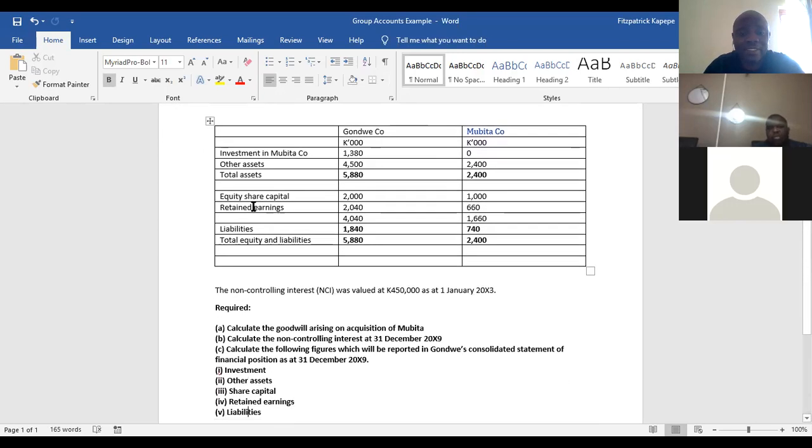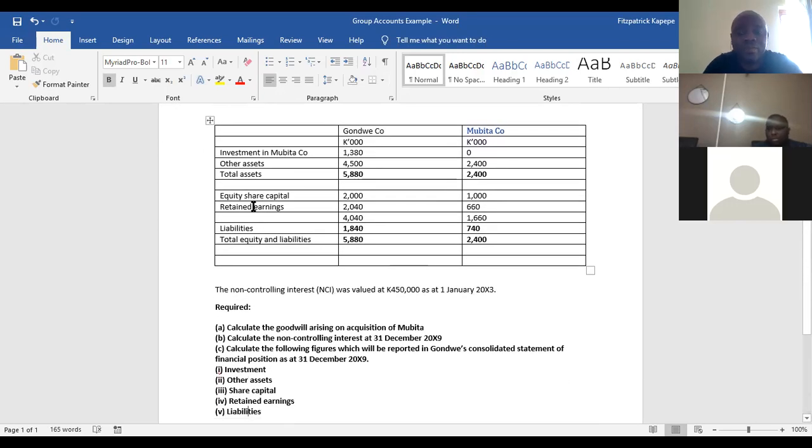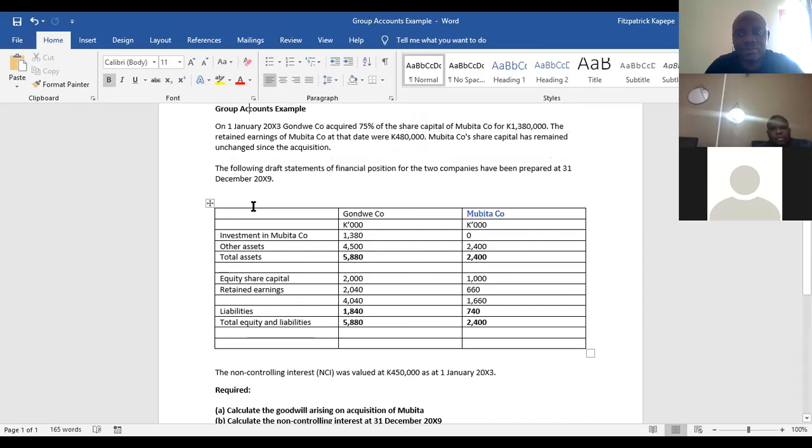So we have the balance sheet. Then down there, we are required to compute the goodwill arising on acquisition of Movita. So we'll start with goodwill first. So here we know in principle the fair value consideration, how much Goodwill paid to buy the shares in Movita, which is 1,380.